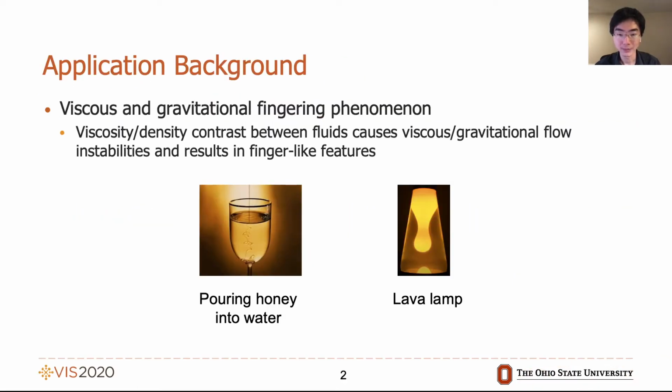In this work, we study viscous and gravitational fingering phenomena. For example, when pouring honey into water or making a lava lamp, the viscosity or density contrast between fluids causes viscous and gravitational flow instabilities and results in finger-like features.